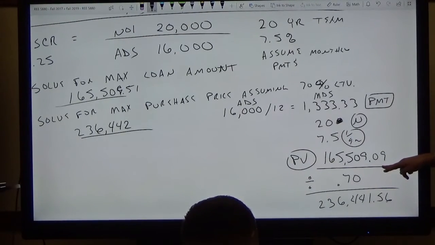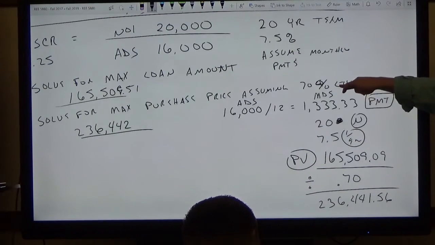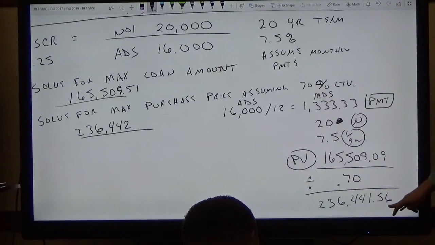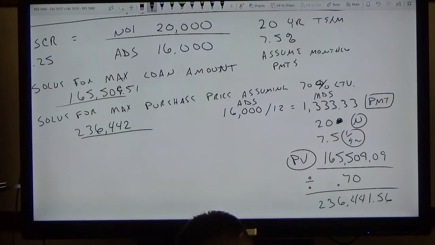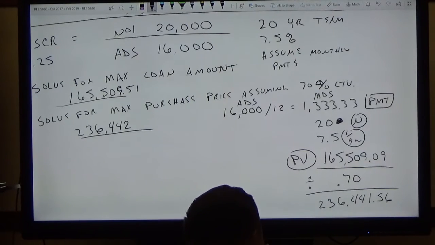And then you're saying, all right, if they're only willing to lend me up to 70% loan to value ratio, what is the most I can pay for this property? $236,000. So if the actual asking price on the property is $250,000, I'm probably not going to do this deal. But if the asking price is maybe $220,000, then yeah, it makes sense.